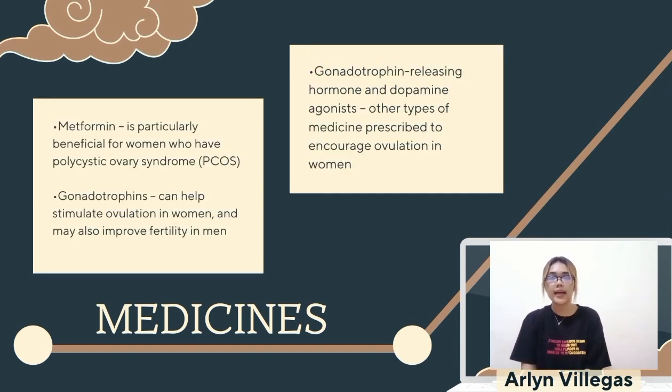The next one is metformin, which is particularly beneficial for women who have PCOS. The next one is gonadotropins, which can help stimulate ovulation in women and may also improve fertility in men. Then there are gonadotropin-releasing hormone and dopamine agonists, other types of medicine prescribed to encourage ovulation in women. Some of these medicines may cause side effects, such as nausea, vomiting, headaches, and hot flashes.